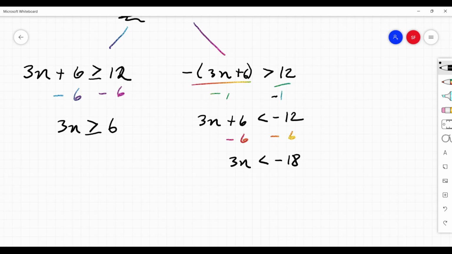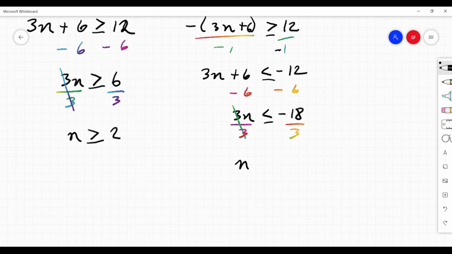And divide by 3 on both sides, on both things. Doesn't it stay less than or equal to? Oh, yeah, I forgot the equals. So on this side, we end up with n is greater than or equal to 2. And on this side, n is less than or equal to -6. Right?